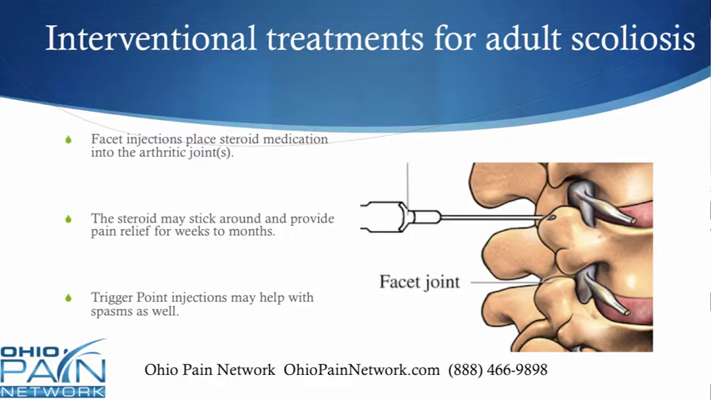Now, this may include a facet injection. As you can see here, the needle goes right into the facet. These are the joints that are arthritic that can give pain relief for weeks to months. Trigger point injections, which are injections that go really back up in here in the soft tissue, can help a lot with the spasms and weakness and aching.